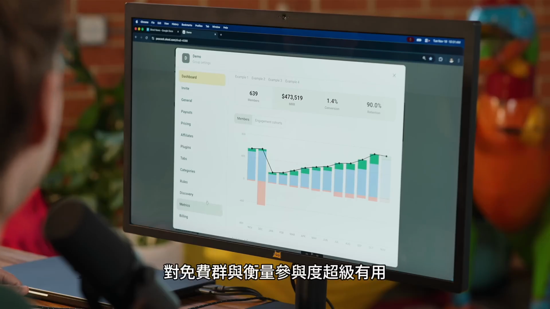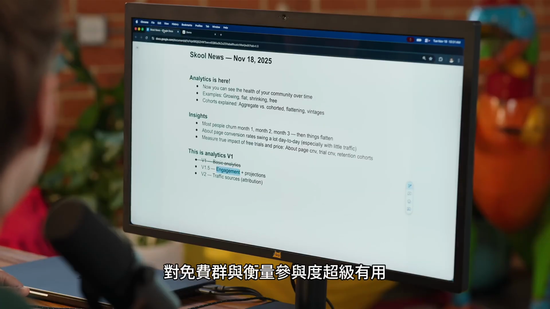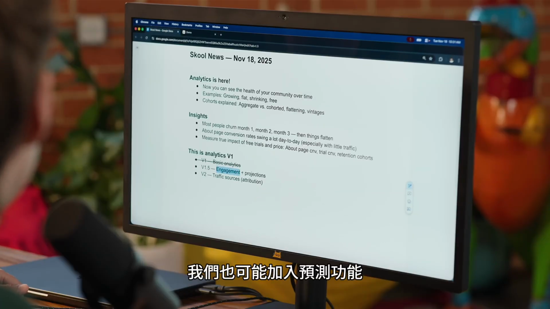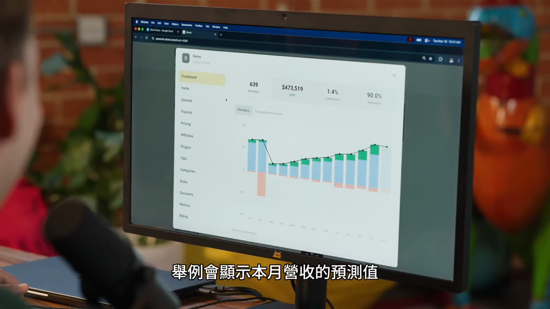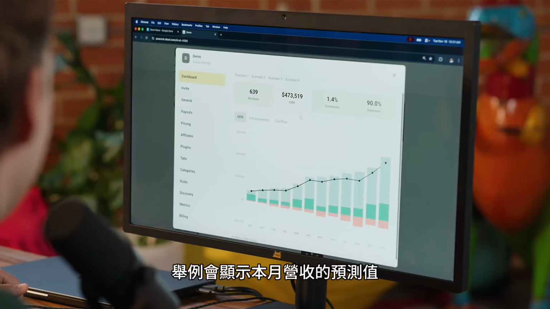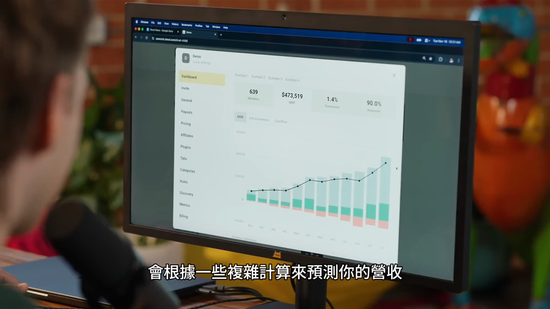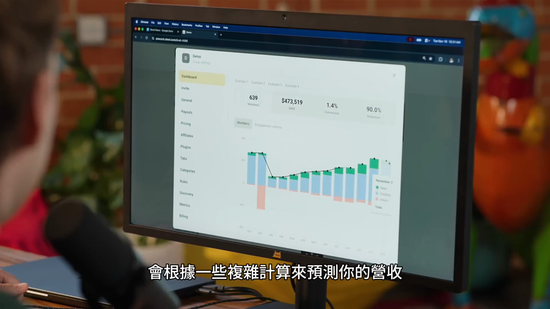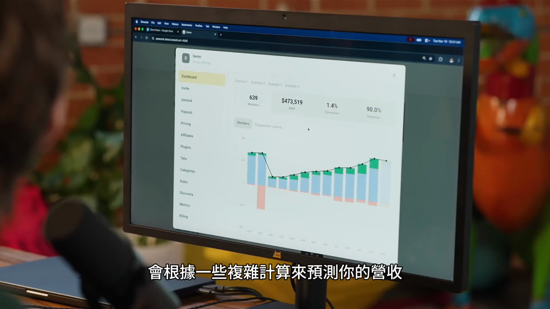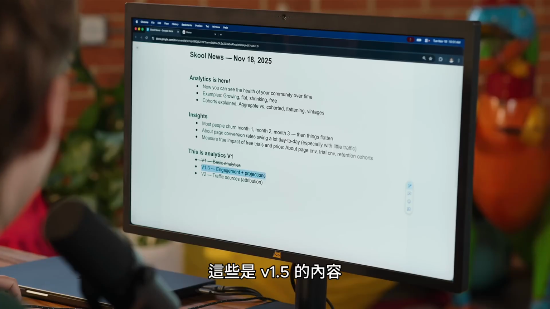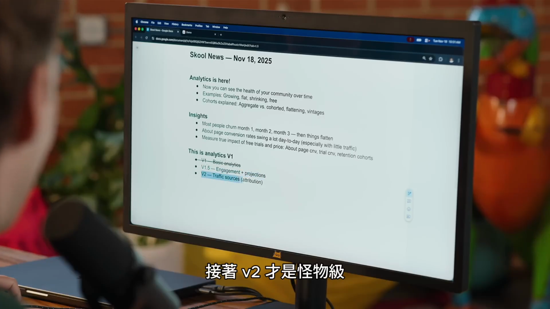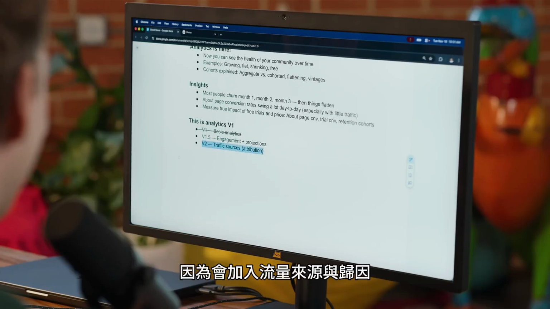Yeah. Very useful for free groups and looking at engagement. We'll also, maybe, we'll see how we go, we might show you some projections for the months, for things like MRR and retention. We could show the current month in dots, kind of like what we do here, and it would be projected. So there'll be 1.5. And then V2 is the beast, which is the traffic sources and attribution.